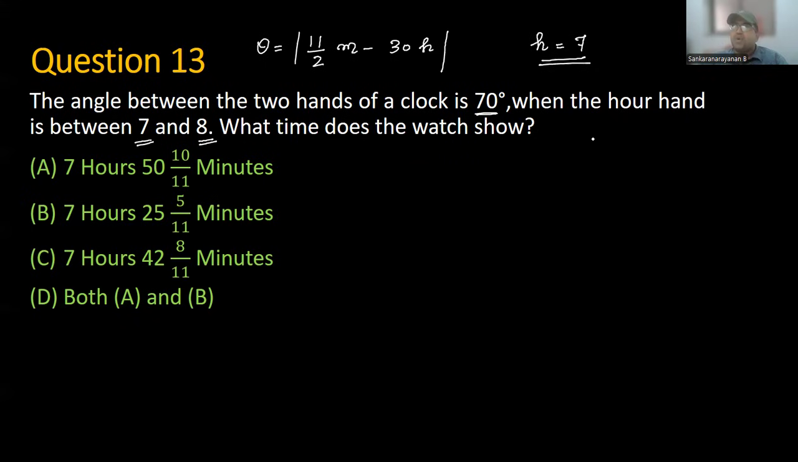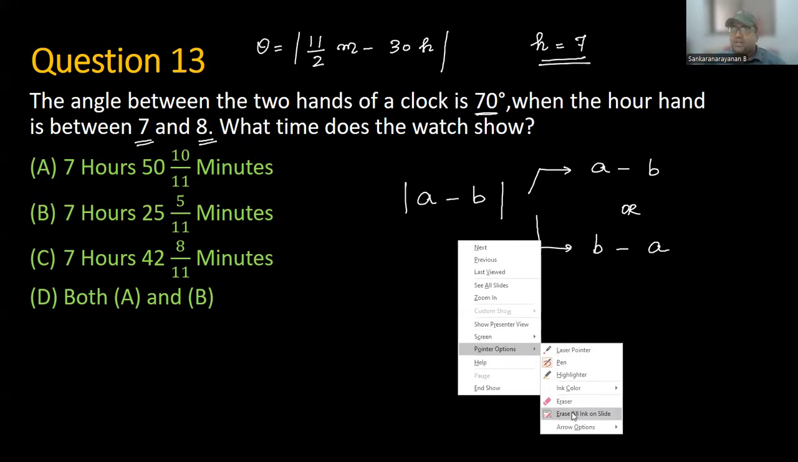Here again, another small concept you have to be aware of. Mod of A minus B in general, if I am going to remove that modulus, two possibilities you have to be aware of. It may be A minus B, or it may be B minus A. There are two possibilities. When you remove the modulus operation, two possibilities can come, A minus B, or B minus A. Both you have to be aware of. Okay, so now let's do the calculation.